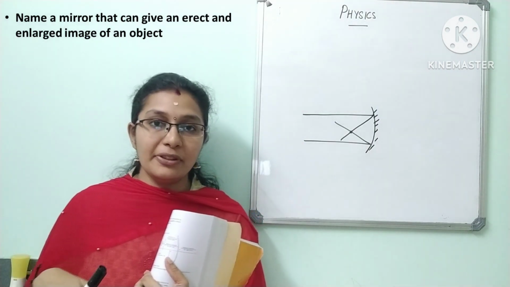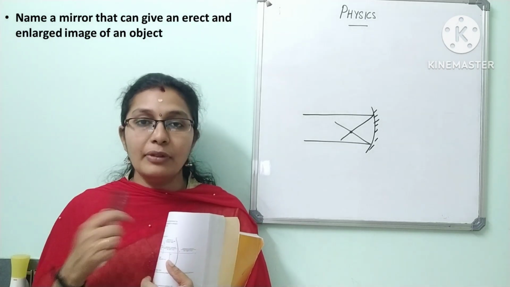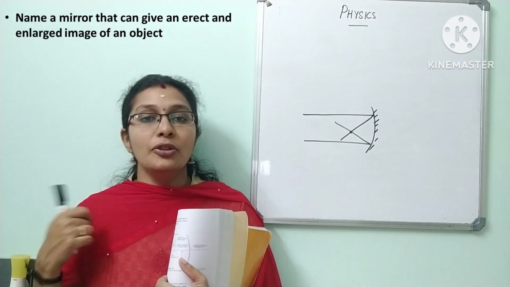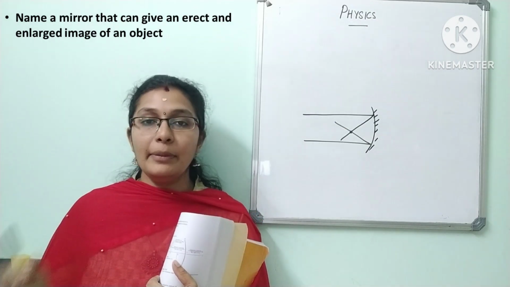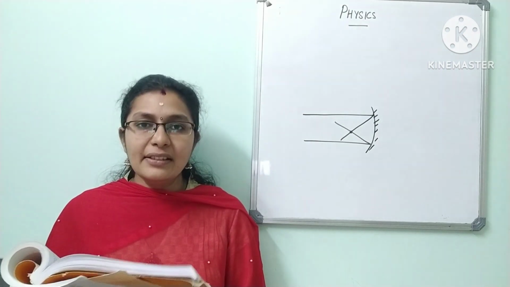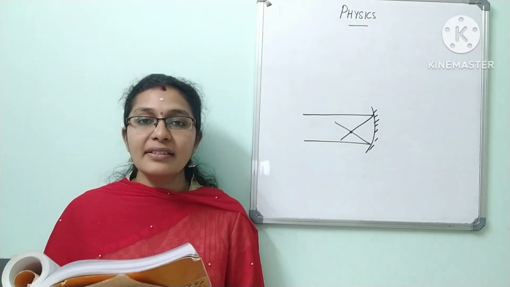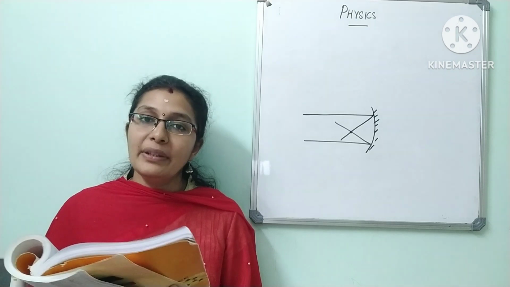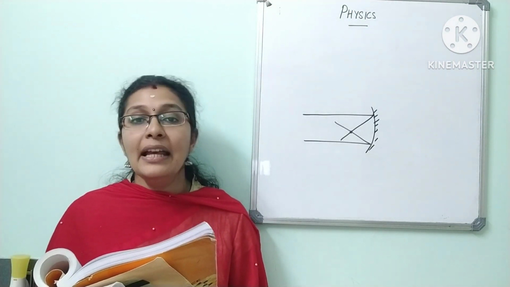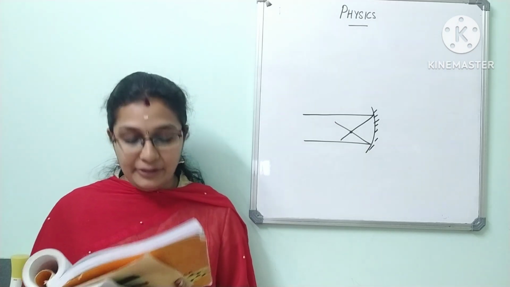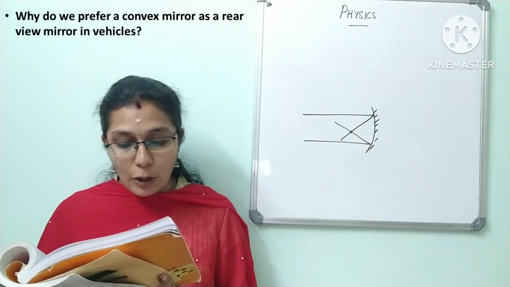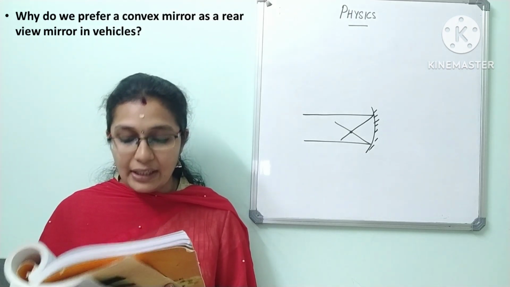Only for the 6th position, that is between P and F, we will have virtual and erect as well as enlarged image. So the answer is concave mirror, with the object between the points P and F. The question is only to name the mirror, but if they ask at which point you will get it, you must mention that when your object is placed between P and F, you will get an erect enlarged image.